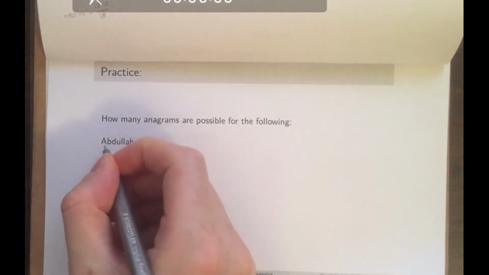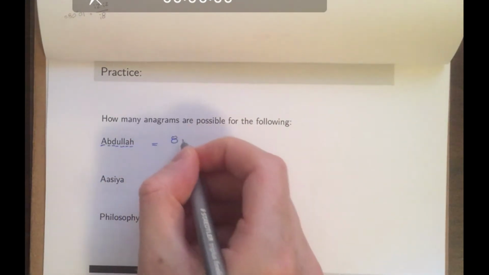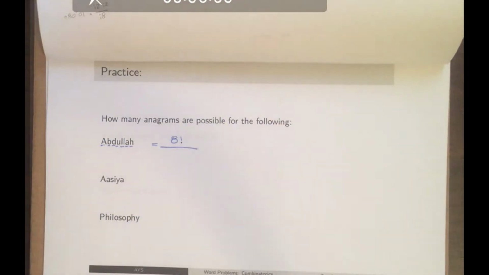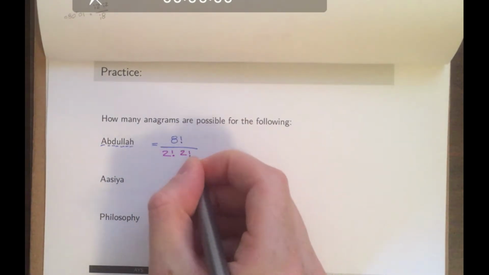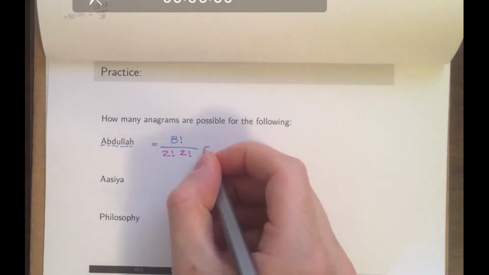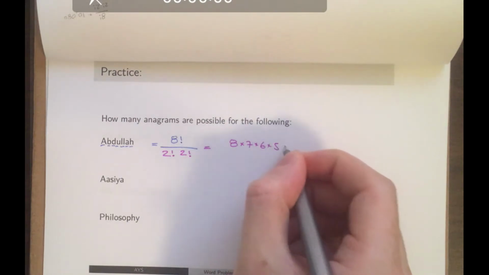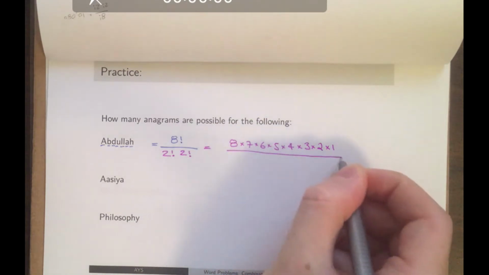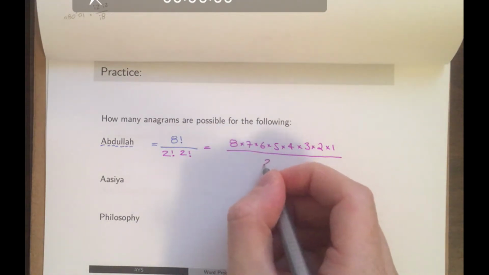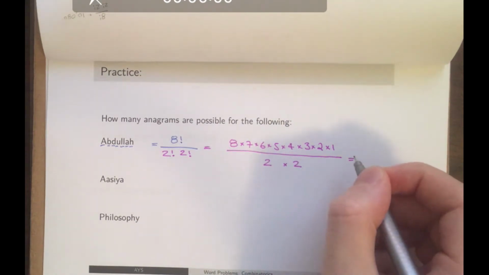So I got Abdullah, 1, 2, 3, 4, 5, 6, 7, 8. So 8 factorial, divide by my repeats. It looks like A is being used twice and L is being used twice. So I'm going to divide by 2 factorial for the A's and divide by 2 factorial for the L's. How would I do this in the exam? I would have to go onto the calculator and say 8 times 7 times 6 times 5 times 4 times 3 times 2 times 1. Plug that all in. And I would divide by 2 times 1, which is just 2. Divide by 2 times 1, which is just 2. And you would do all of this, and I got 10,080.